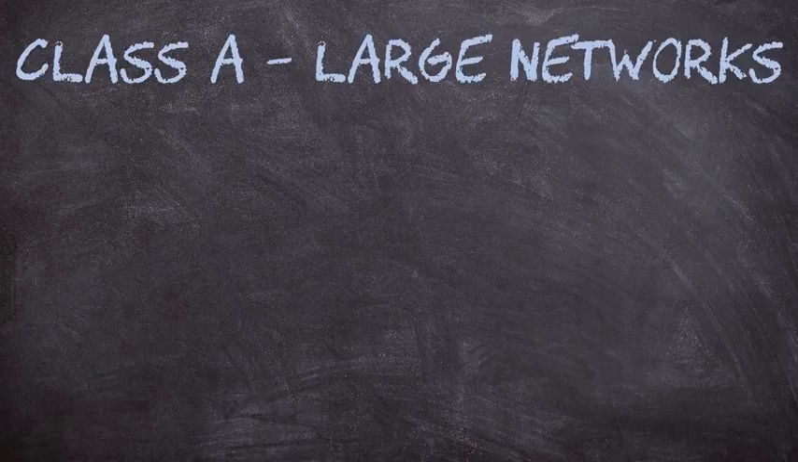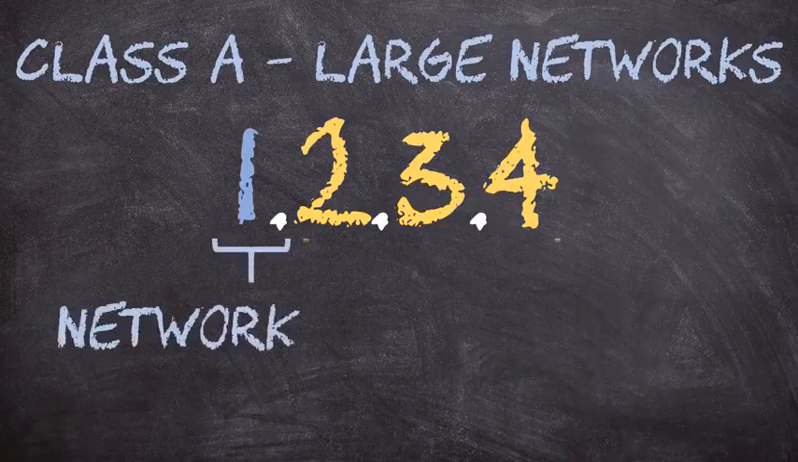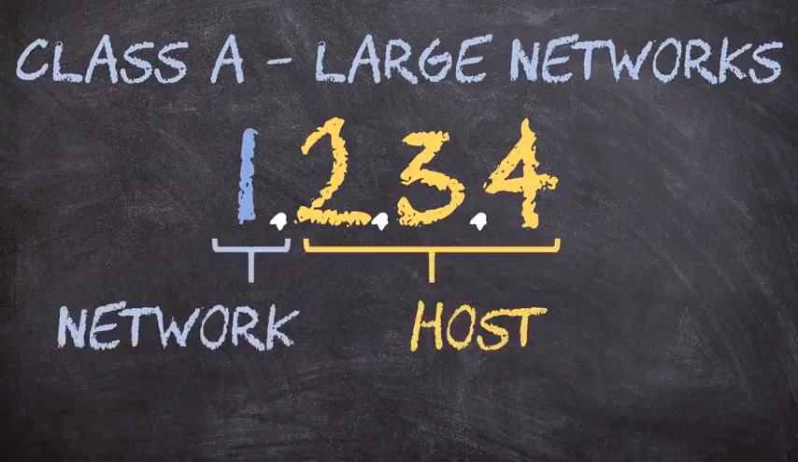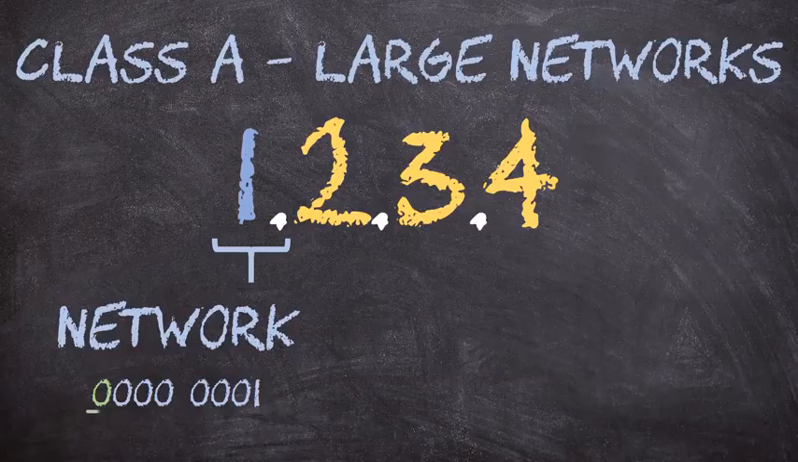There are a small number of Class A networks, but each network supports a large number of hosts. Class A works a bit like the old method. The first octet is the network, and the remaining 3 octets are for hosts. However, the first bit of the network is always 0. That leaves 7 bits for us to allocate to our networks.